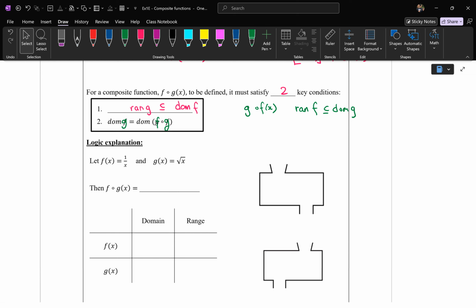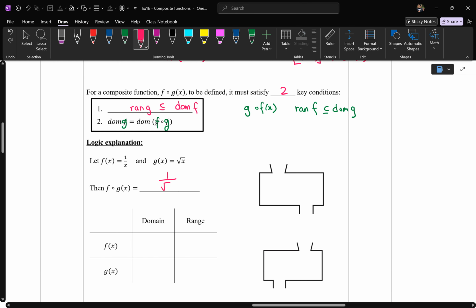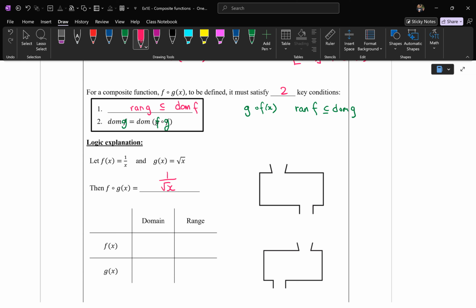So when I say then f of g of x, that just basically means I'm substituting g of x into f of x. So this is the function I gave to you before. That's 1 on root of x, right? Now for this to work, there is a condition. There is a domain that it works, and there's a domain that it doesn't work, right?